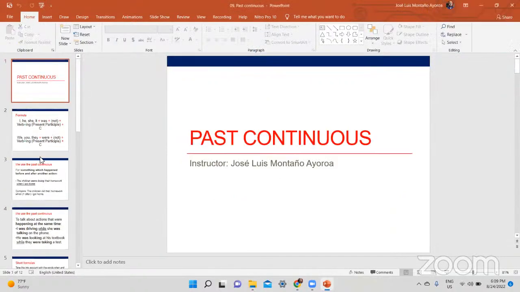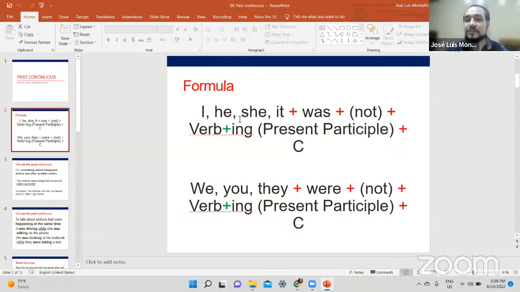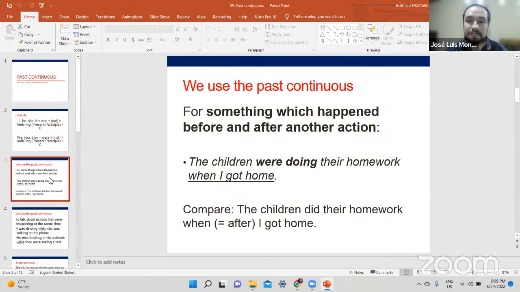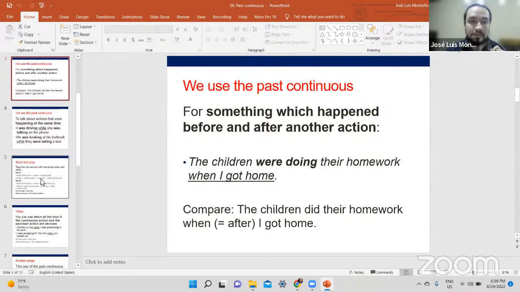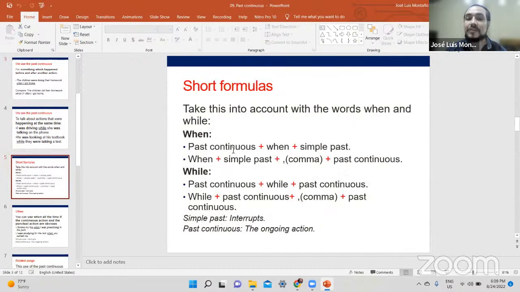Let's read about the past continuous. You know about the past continuous, right? This is I, he, she, it, was, plus the verb with ing, and we, you, they, were, plus the verb with ing, right? And we have examples like this. For example, the children were doing their homework when I got home. But let's try to apply that one. Remember that we work on examples with this one, right, Evelyn? You were giving me examples with when and with while. So I want to know if you have any questions about using these formulas, Evelyn. Do you have any questions about using when and while for the past continuous and the past simple?